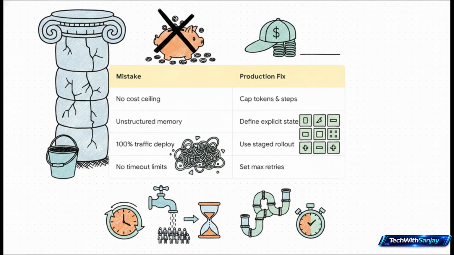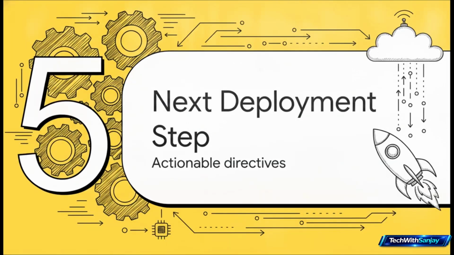Third, never, ever deploy straight to 100% of your traffic. Use a staged rollout, watch the traces on a tiny bit of real traffic, and scale up. And lastly, if you don't have timeout limits on your tool calls, go in right now and set explicit max retries. These are simple little configuration tweaks, but they are exactly what prevent catastrophic downstream failures. Which brings us to our final section, your next deployment step.